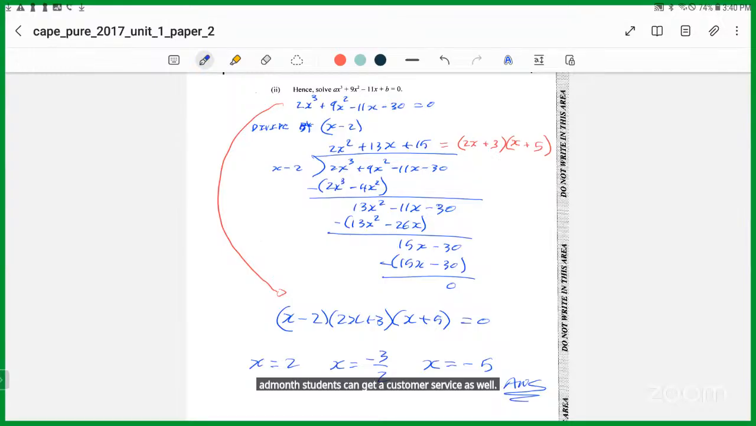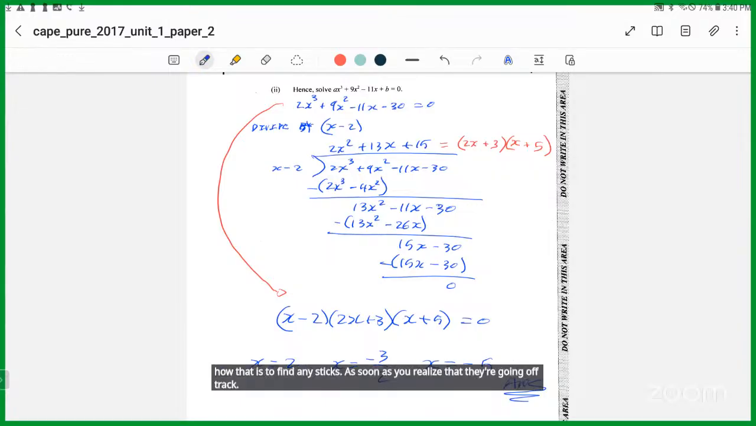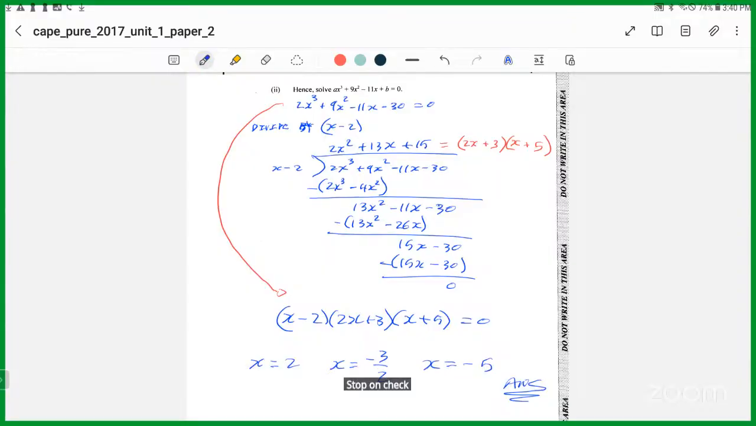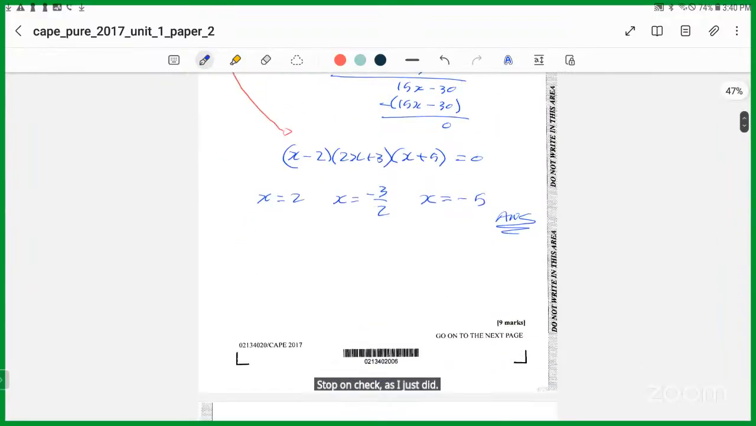Everybody good with that? Yes, sir. Alright, and if you're doing a question and the value doesn't make any sense, don't go down a rabbit hole. As you realize that the value is not heading to where it's supposed to go, check back, you may have made a mistake. Further down the rabbit hole you go, the harder it is to find the mistakes. As soon as you realize that you're going off track, stop and check, as I just did.